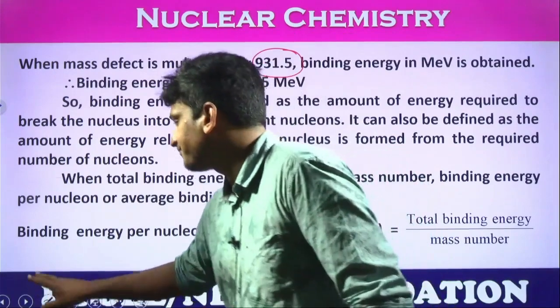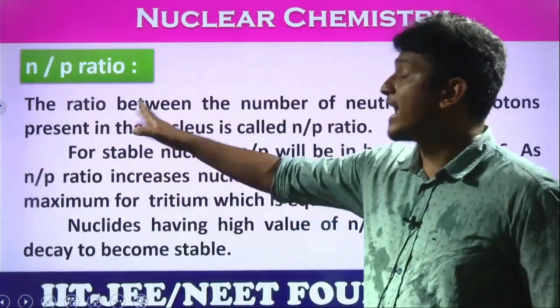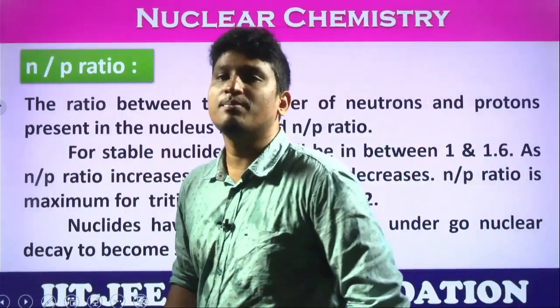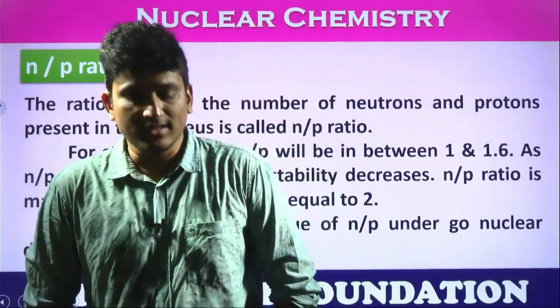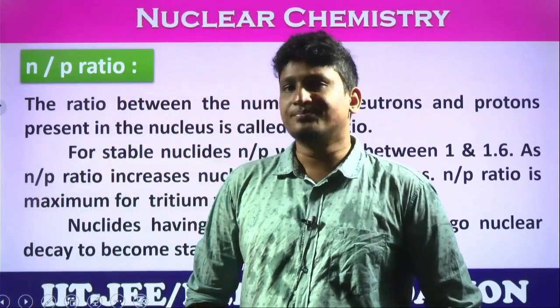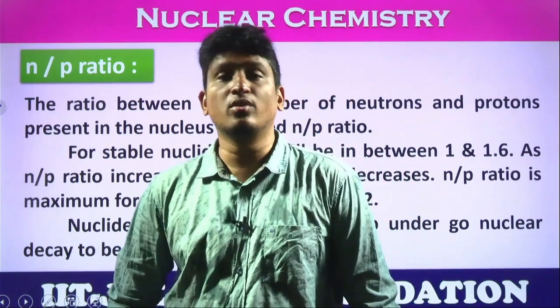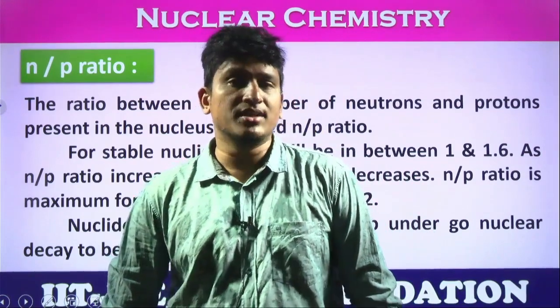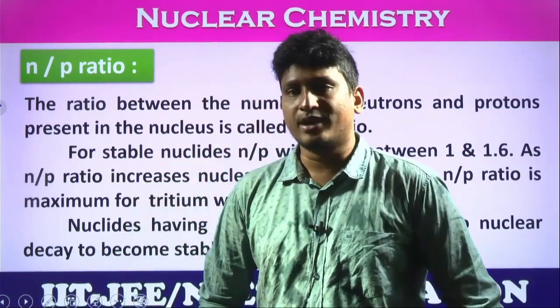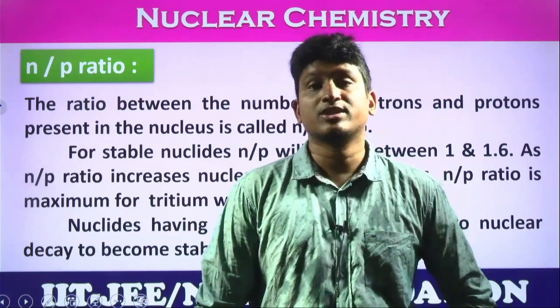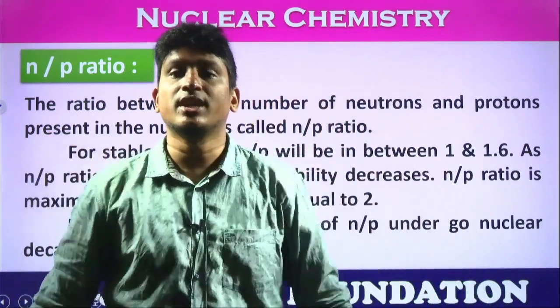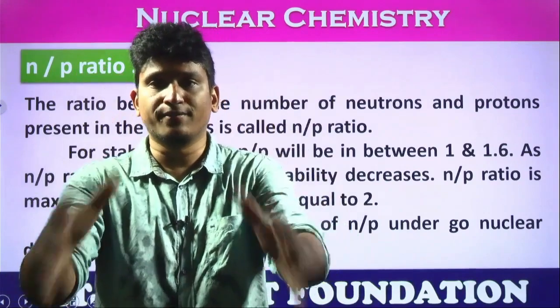Next, students, the N by P ratio, the neutron per proton ratio. Listen, there is no fixed number. Don't think the mass number is always double the atomic number; not every time, students. It all depends upon the energies needed for the stability of the nucleus.